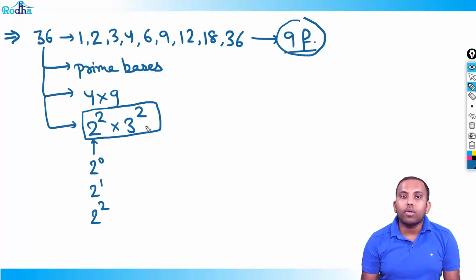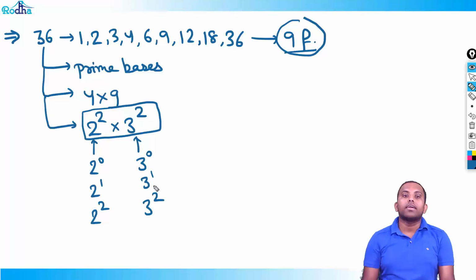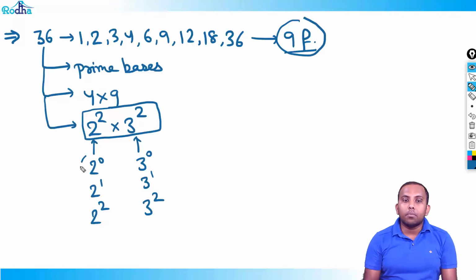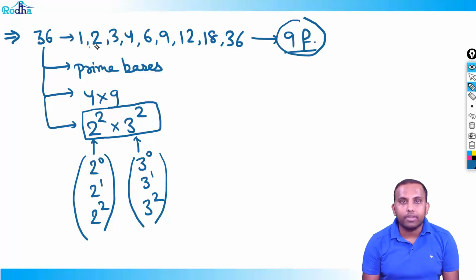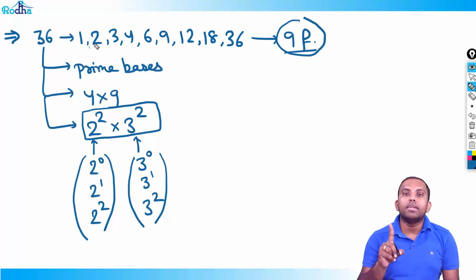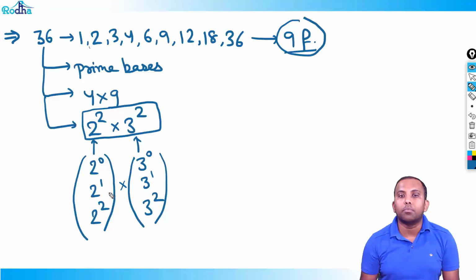3 square has how many factors? 3 square has again 3 factors: 3 raised to 0, 3 raised to 1 and 3 square. So I can say there's a bracket of 2 and a bracket of 3 here. Now I'll get all those 9 factors by picking one term from each bracket, that means by multiplication of these numbers.